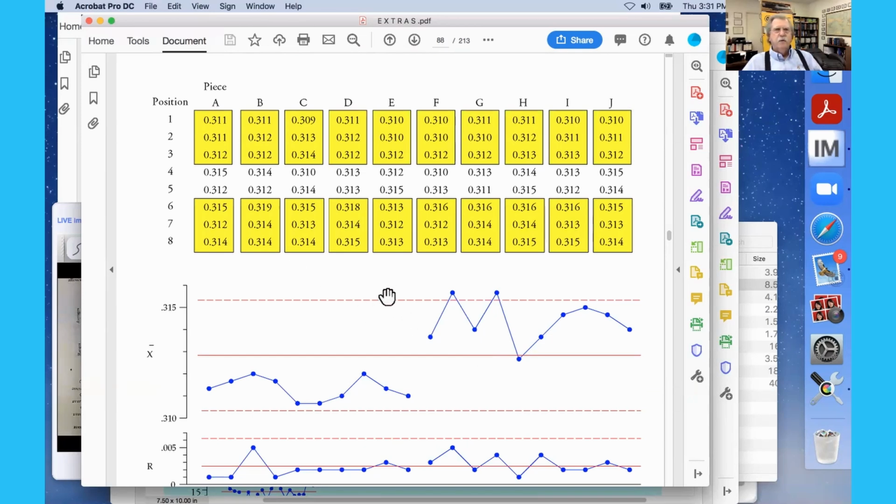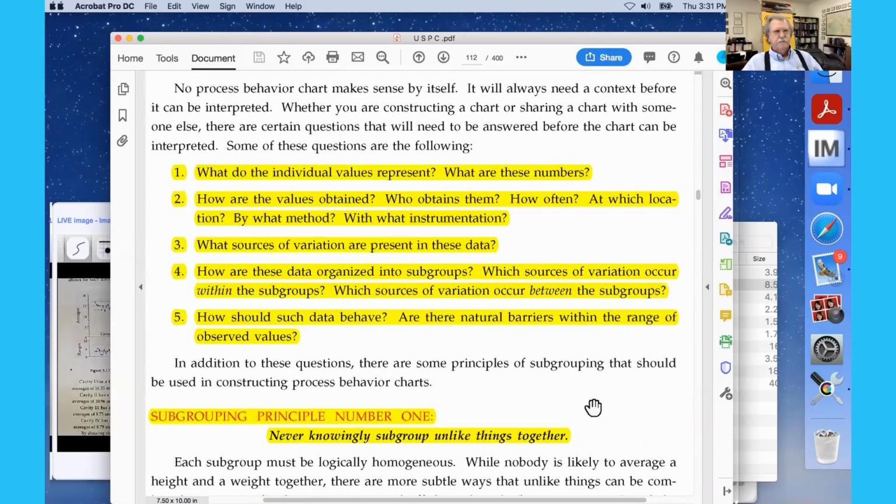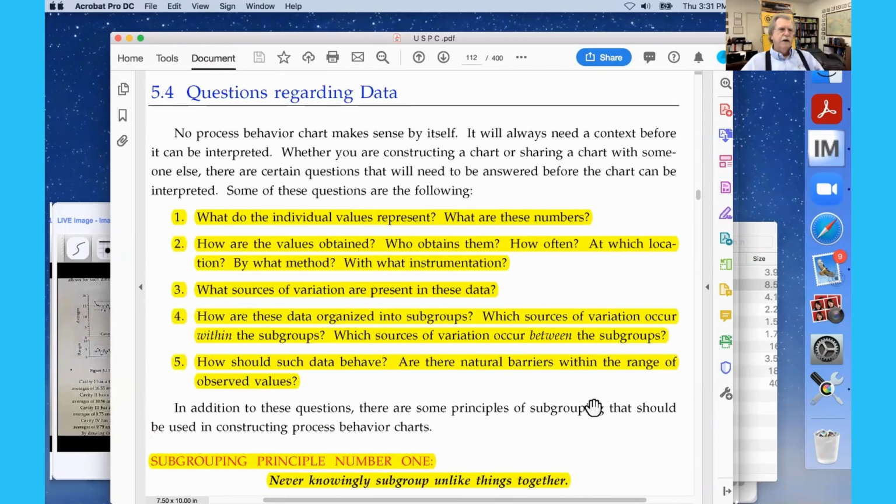So let's go to page 112 in the textbook. Questions regarding data. When you organize your data onto a chart, these are questions you need to ask yourself, because these are questions you need to be able to answer when other people ask you about your chart. What do the individual values represent? What are these numbers? How are the values obtained? Who obtains them? How often? At what location? By what method? With what instrument?